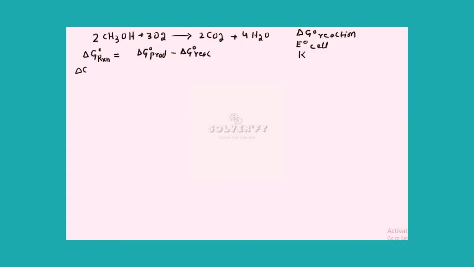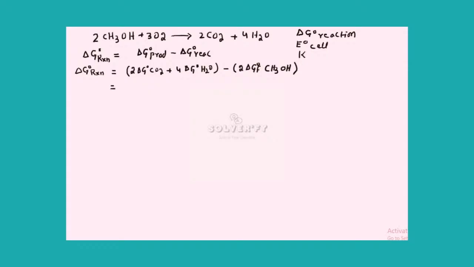So the delta G naught of reaction is equal to delta G naught of the products, where the products are 2 times delta G naught of carbon dioxide plus 4 times delta G naught of water, minus 2 times delta G naught of formation of methanol, CH3OH, and the delta G naught of oxygen is as it is in the natural form, so it's 0.